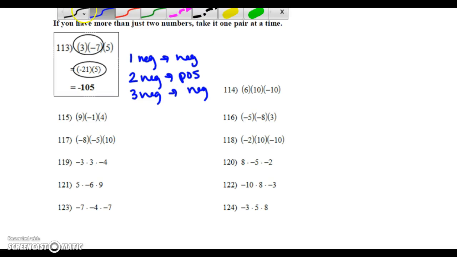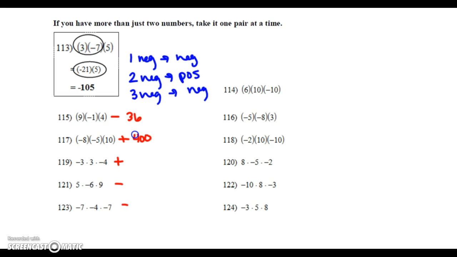All right, so let's fill in our signs for these. So 1, that's negative. 2, that's positive. 2, that's positive. 1, negative. 3, that's negative. All right, so now to multiply, we're going to take it two at a time. So 9 times 1 is 9, times 4 is 36. 8 times 5, that's 40, times 10, that's 400.